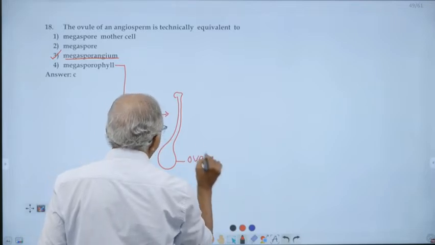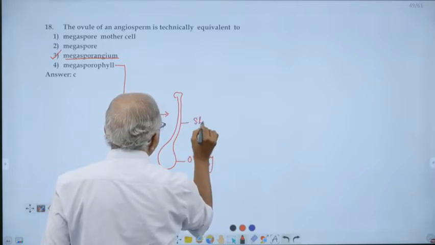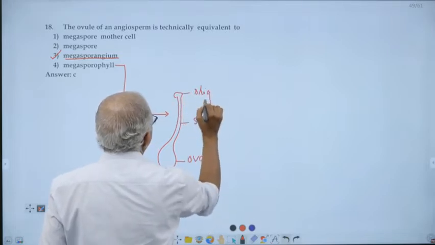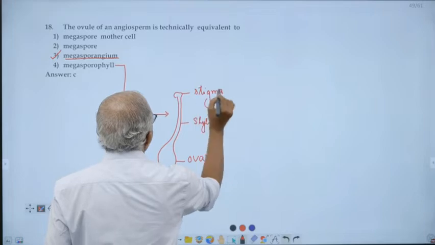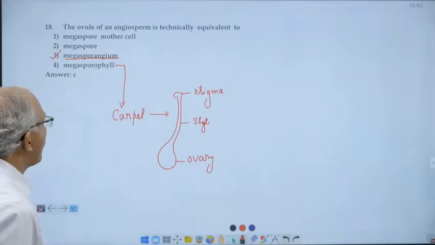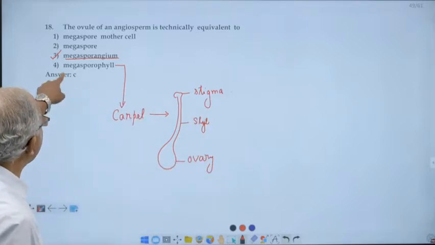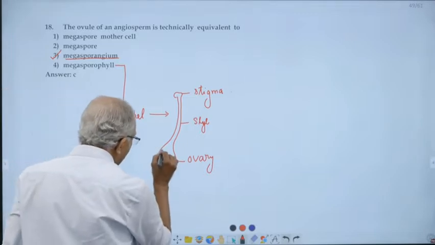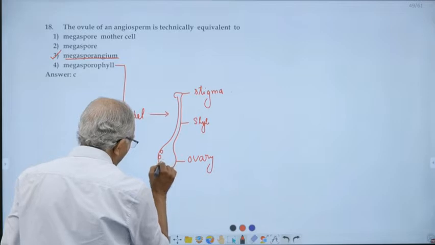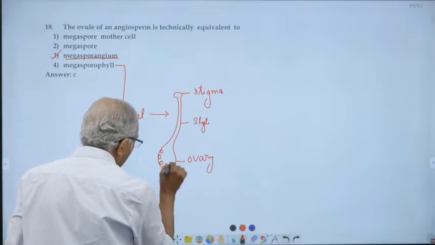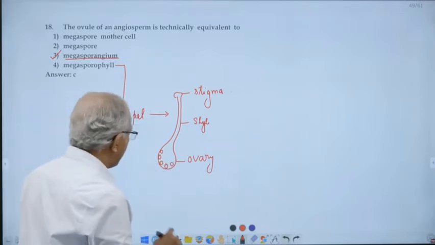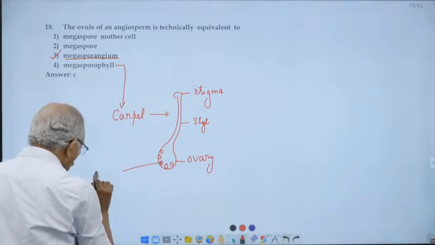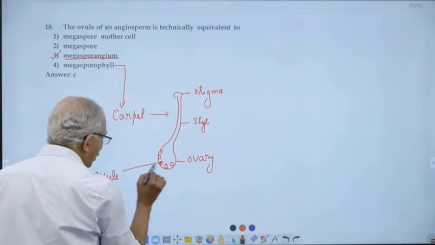Ovary, style, stigma. Megasporophyll is the carpel. Megasporangium is the ovule, which is present inside the ovary. So the megasporophyll consists of ovules.